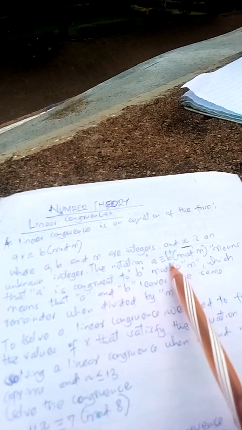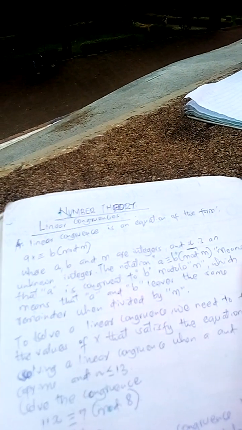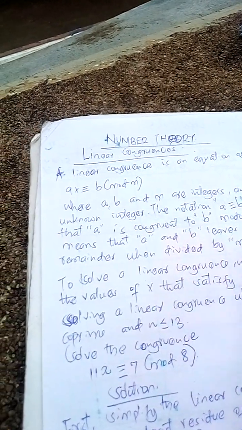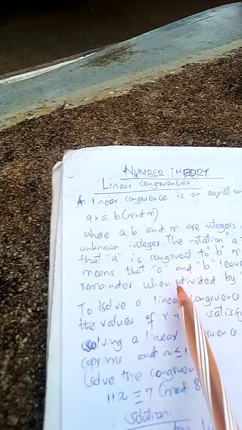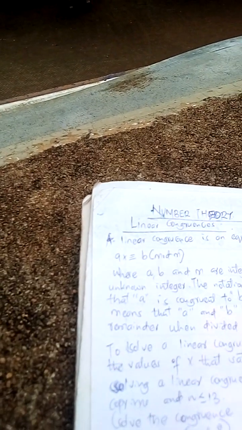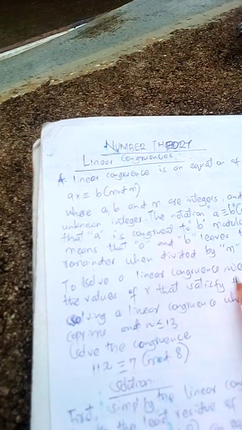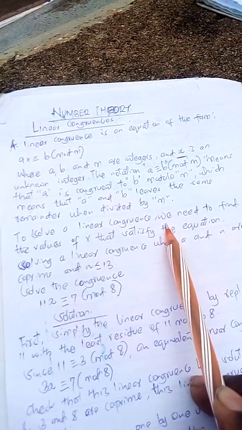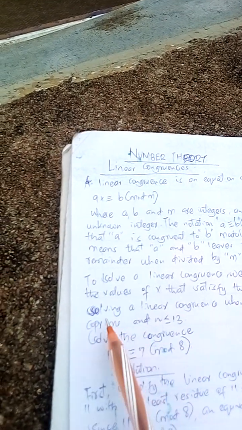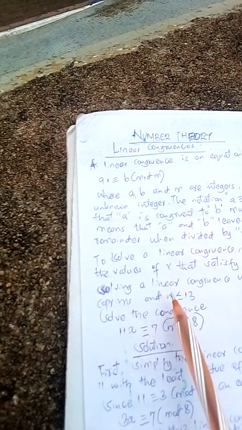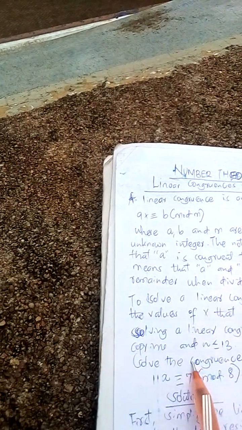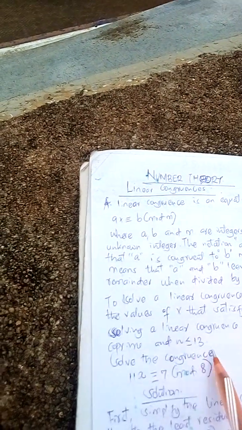The notation a ≡ b modulo n means that a is congruent to b modulo n, which means that a and b leave the same remainder when divided by n. So to solve a linear congruence, we need to find all the values of x that satisfy the equation. We're solving a linear congruence when a and n are co-prime and n is less than or equal to 13.